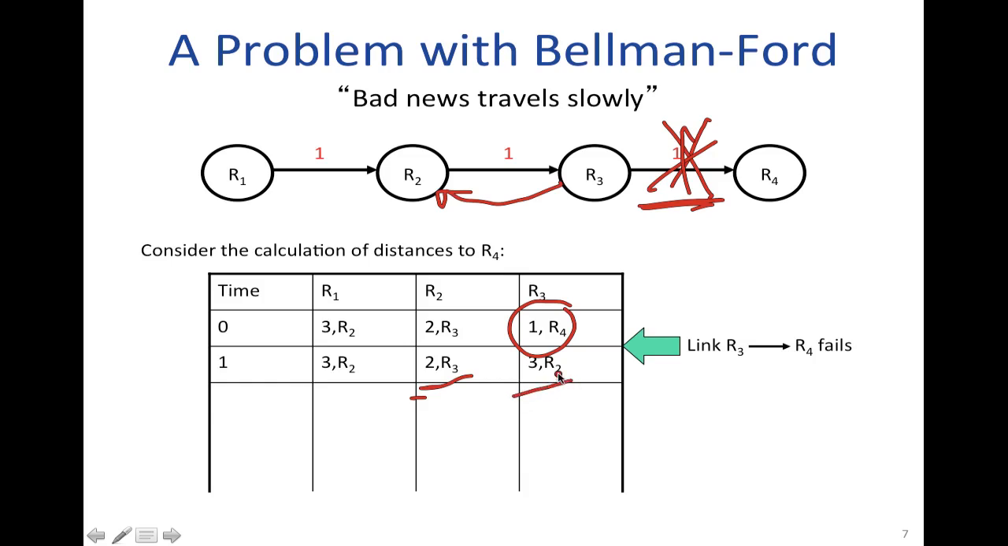Clearly this is wrong. R3 is delusional. Can't really do that. But because it's hearing this value advertised from R2 that says if you send packets to me, I'll deliver them to R4 at a cost of 2 plus the cost from me to you, and therefore a cost of 3.